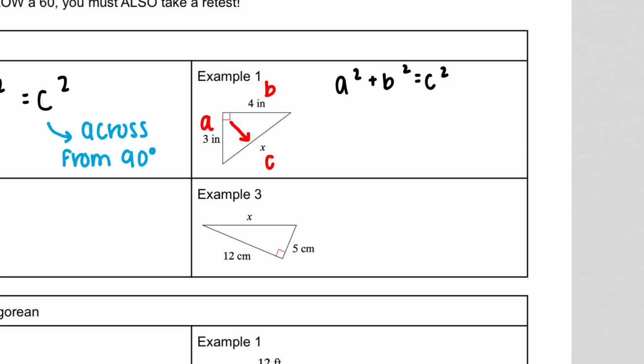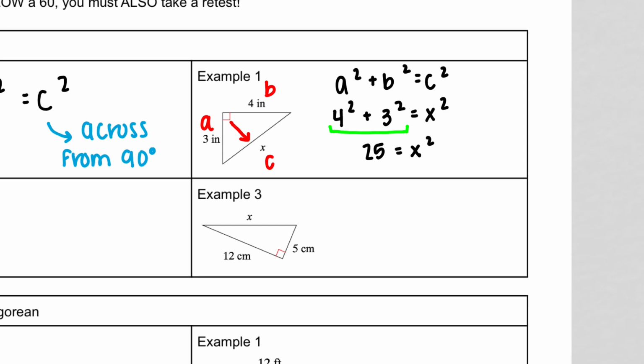So now instead of a squared, I'm going to have 4 squared plus 3 squared equals, and since c is x, I'm going to plug it in as x squared. Whenever both of your numbers are on the same side, so I have 4 squared and 3 squared, I can plug that into my calculator, or you can do the math. 4 squared plus 3 squared is 16 plus 9. So this is actually 25 equals x squared.